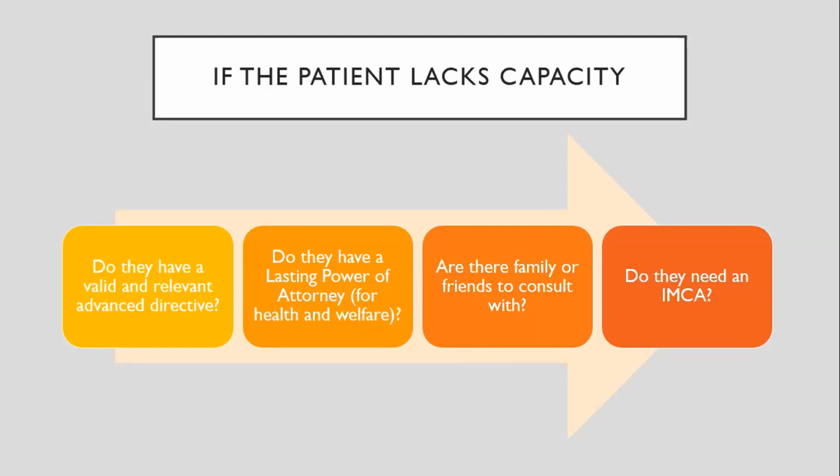If they don't have a relevant advance directive, if they don't have a lasting power of attorney, are there any friends or family to consult with? And often at the front door, I say to people, who is your next of kin? Because generally when you're trying to find that out, it might already be too late. So work out who the patient feels is the most appropriate next of kin. And if not, do they need something called an IMCA, an independent mental capacity advocate? This is somebody who can help you as a physician make decisions about a patient if they don't have an appropriate relative, LPA, etc.